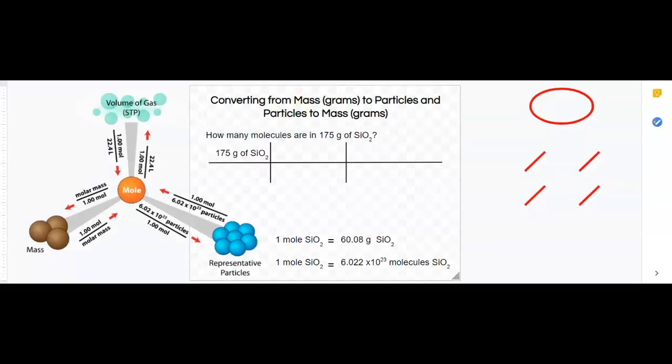one. Converting from mass in grams to particles and particles to grams, how many molecules are in 175 grams of silicon dioxide? So find that, okay? What we're going to do is we are starting with grams. That is given in the problem. I'm given grams. I apologize. I am given grams and I want molecules.